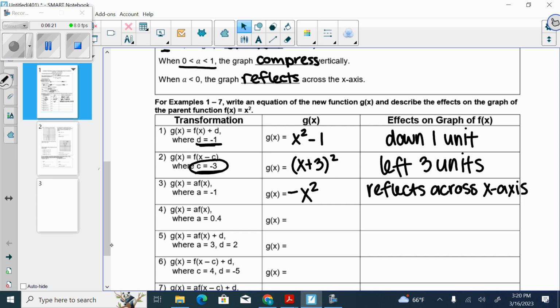This time they said a is 0.4. Again, where did we say a goes? In the front. So I'm going to put 0.4 in the front. Did it say anything else? So I'm just going to put my x squared. All right. So is 0.4 a big number or a small number? Small. So we said when it's a small number, like a decimal or fraction, that's going to do what to our graph? All right, compress it. Good. So this is compressed by our factor 0.4.